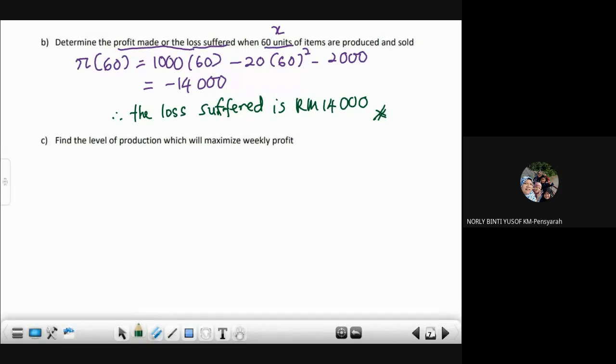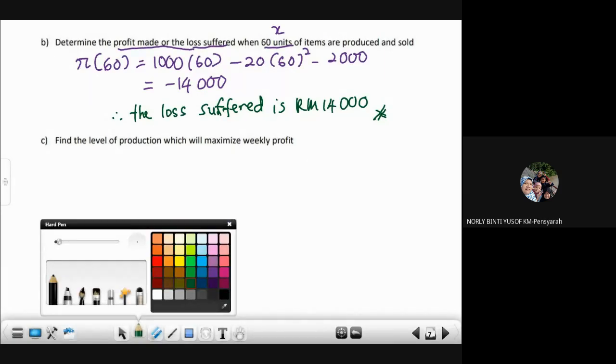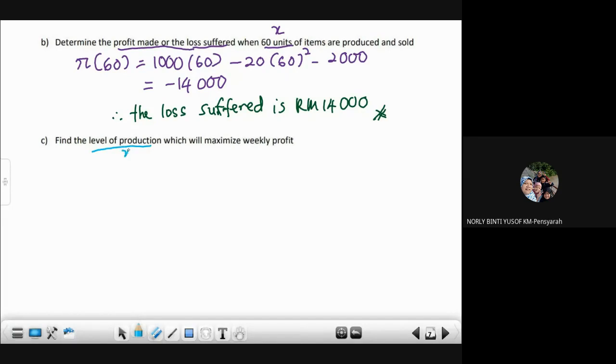Okay, and then find the level of production. Level of production is what? x. Which will maximize weekly profit. So the keyword here is maximize profit. But now it is profit. Earlier it was maximize revenue before minimum cost. So maximize for revenue has the same concept. But this time it is profit. So the profit first order is equal to zero. Understand? If maximum revenue, R prime x equals 0.